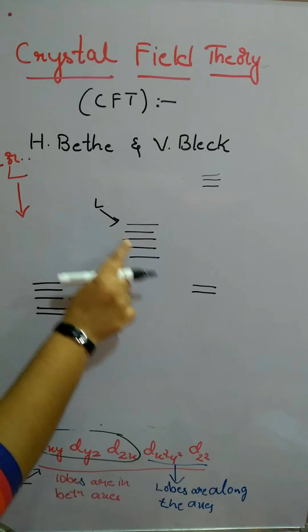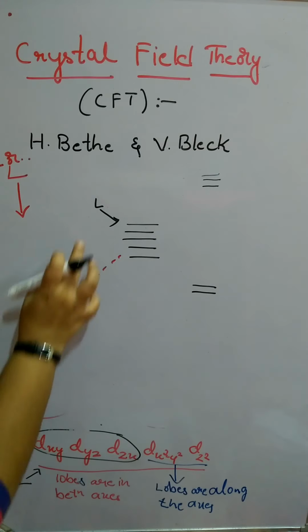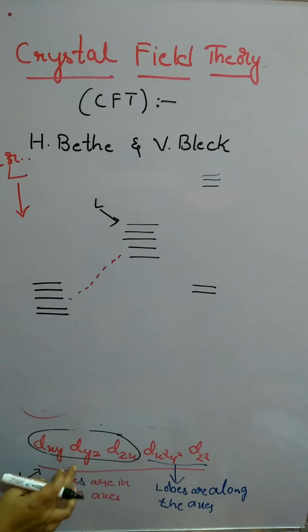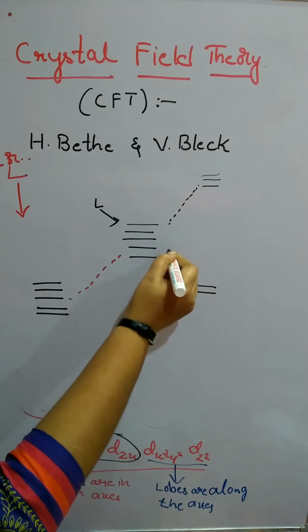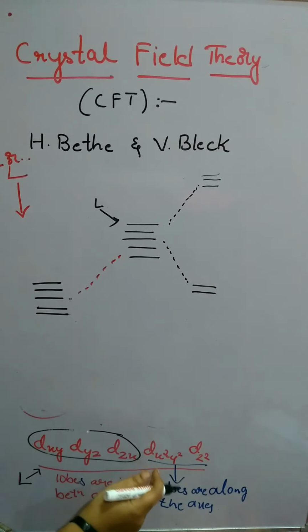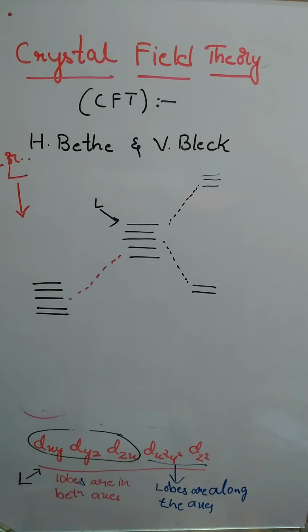So if the ligand is approaching the metal, and the orientation of the ligand and the orientation of these orbitals are the same, then these will experience more repulsion. At that time, the energy of those orbitals will be more when compared to the energy of the other set. So this is called the splitting of orbitals.